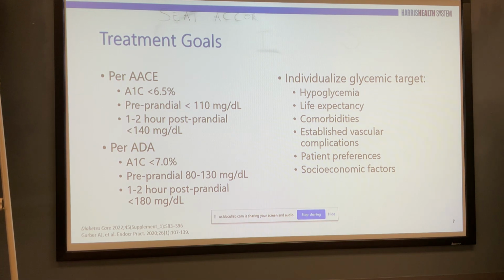And of course, your treatment goals should be individualized based on the patient. You have to meet the patient where they are. So patients that are prone to having hypoglycemia, like if they're elderly or frail, or if they have brittle diabetes, you might have a different goal for them. If they're on hospice, they have a short life expectancy, maybe they're battling cancer, or have other comorbidities, the glycemic targets might be different. And we always want to consider patient preferences and other socioeconomic factors such as cost and what the patients can afford.